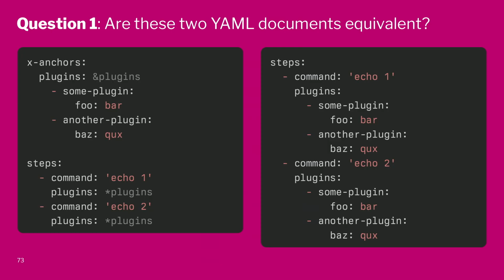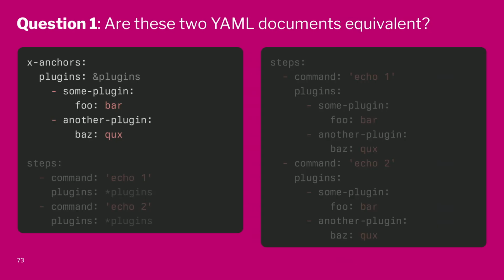I'll give you some information. The ampersand plugins is an anchor, and the star plugins is an alias to that anchor. So basically, that copy and pastes a section of YAML from one place to another. And the answer is actually, no, these documents aren't equivalent because the X anchors part is not present on the right side.